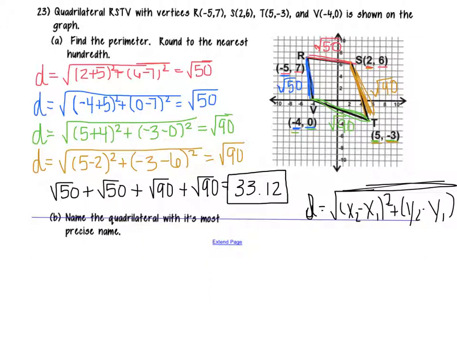All right, the next part of my question is I've been asked to name the quadrilateral with its most precise name. Okay, so I look at it and I do see that I have 2 pairs of congruent sides. So I have to ask myself, are they opposites or are they adjacents? Well, I see that this and this are touching, so those are adjacent, and I see that these and these are touching, so those are adjacent. So the answer is that I have a kite here.